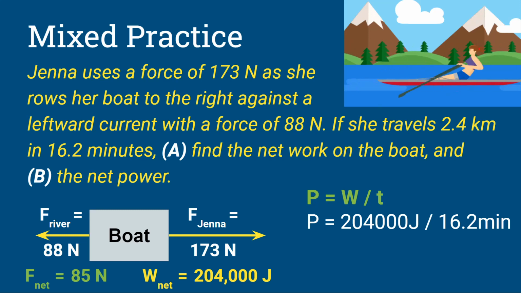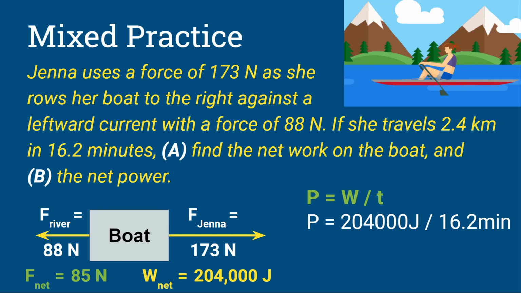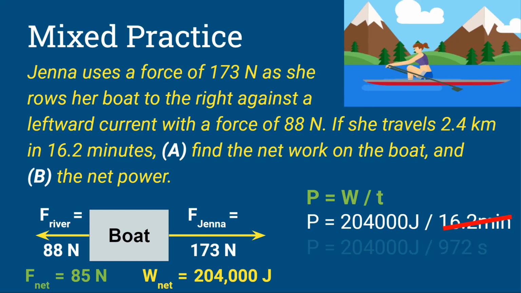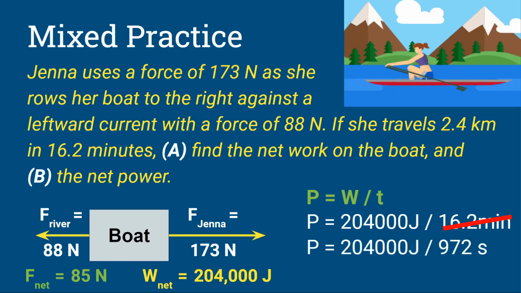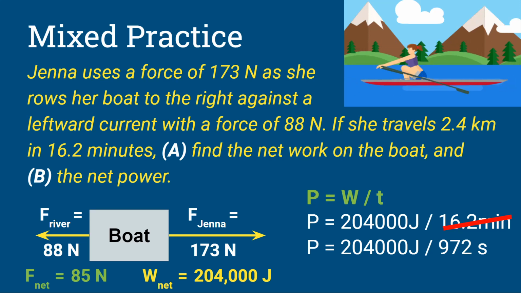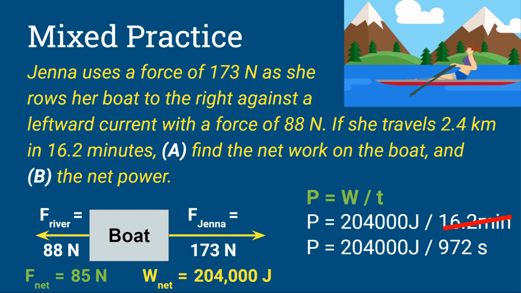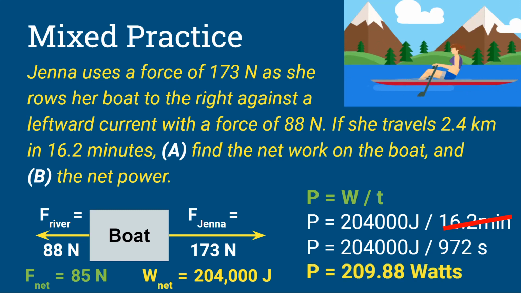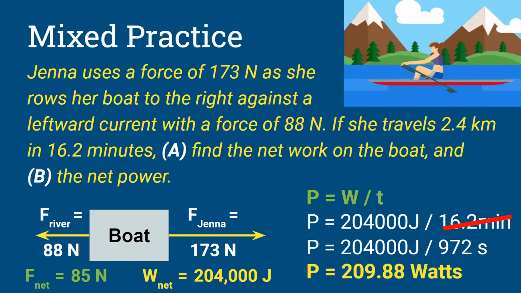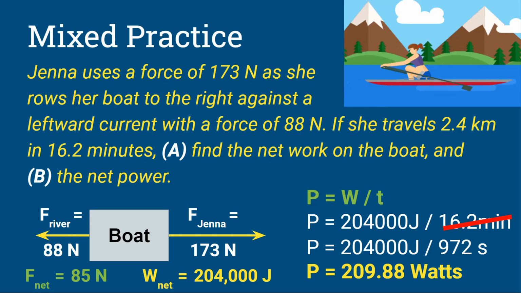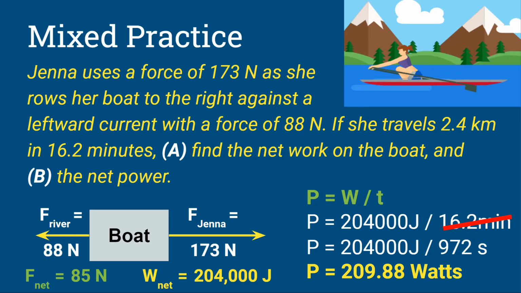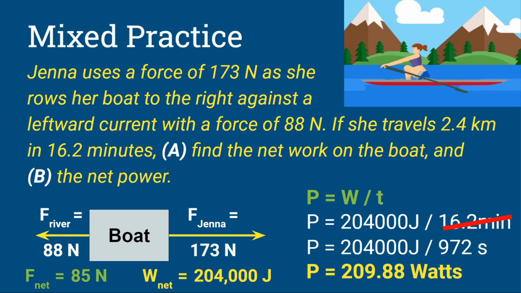There are 60 seconds in a minute. So all you need to do is multiply that number by 60, which gives you 972. Now you can divide. Okay, and so now we have 204,000 divided by 972, and that gives us the net power is 209.88 watts. Questions about this one? Okay.